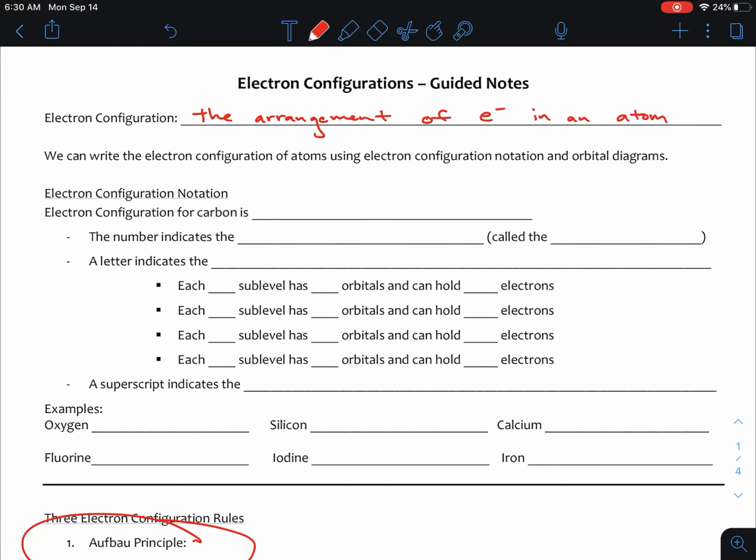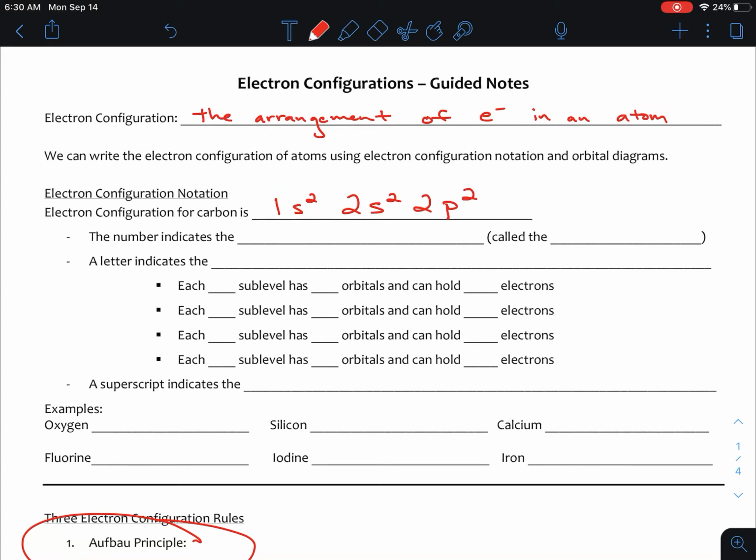I'll show you some images. We'll go from there. So we're just going to do an example. The electron configuration for carbon is 1s2, 2s2, 2p2. So there's just a couple of things for us to take into consideration here.